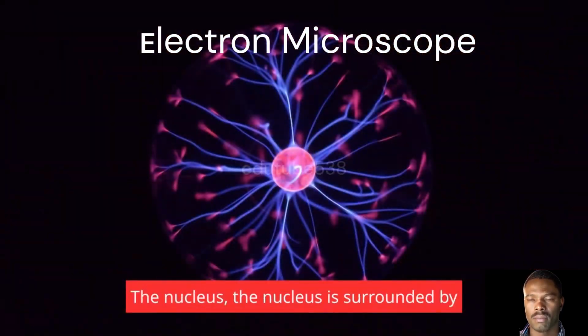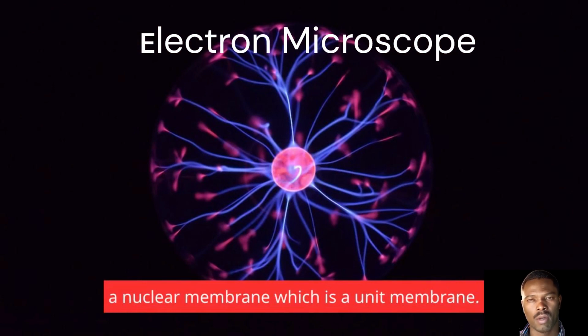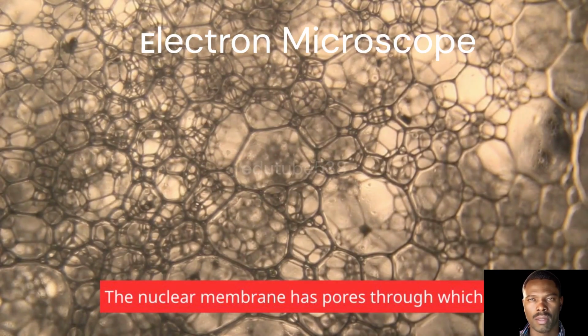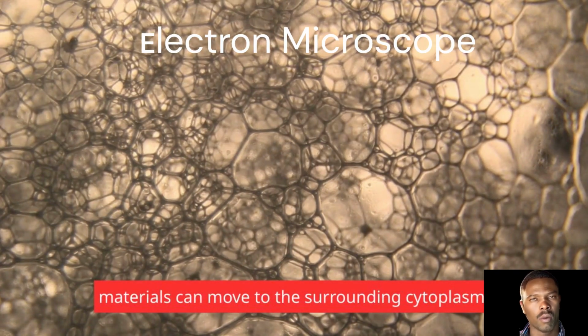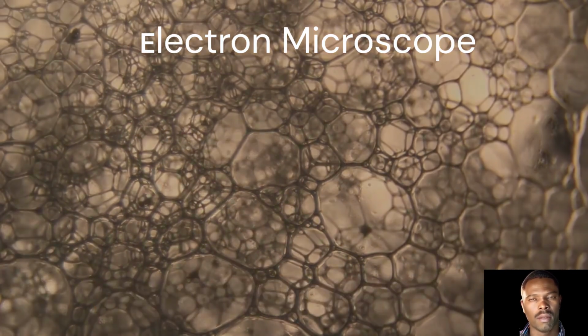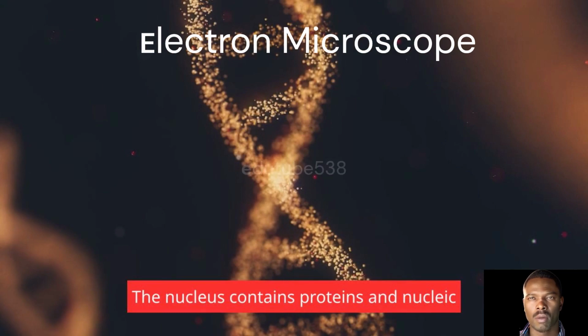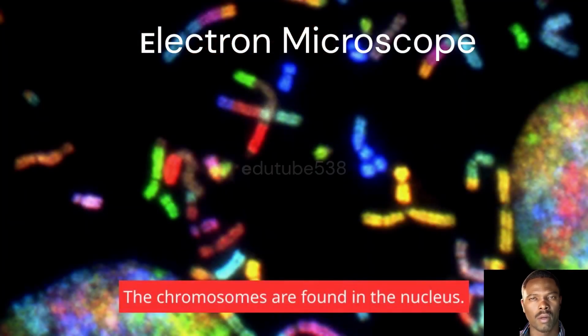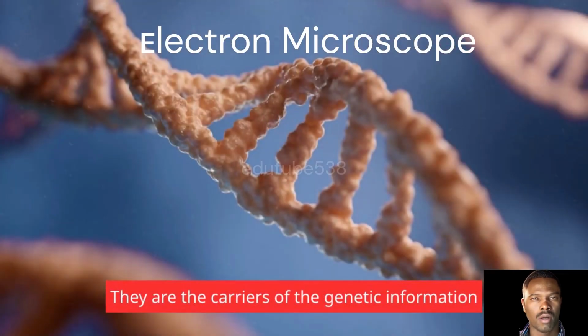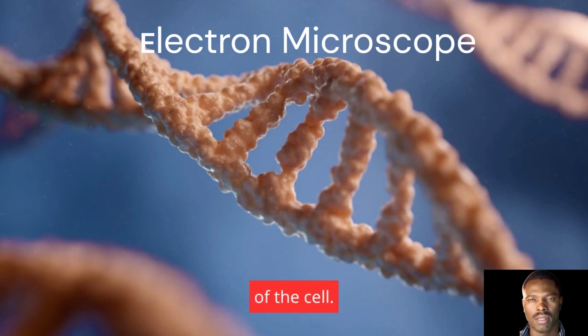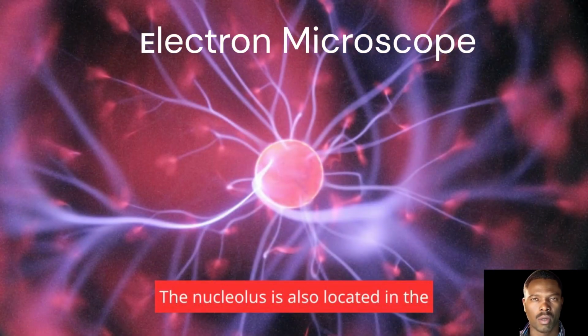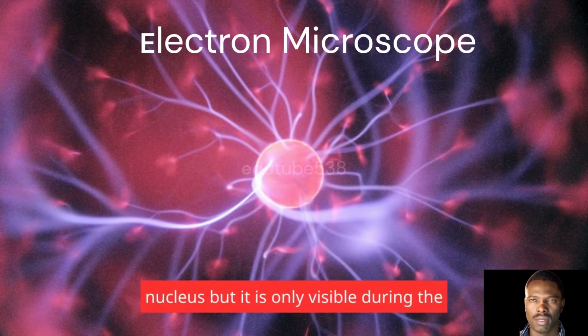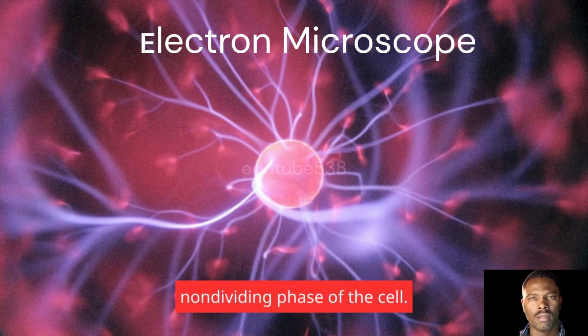The nucleus. The nucleus is surrounded by a nuclear membrane, which is a unit membrane. The nuclear membrane has pores through which materials can move to the surrounding cytoplasm. The nucleus contains proteins and nucleic acids, deoxyribonucleic acid, DNA, and RNA. The chromosomes are found in the nucleus. They are the carriers of the genetic information of the cell. The nucleolus is also located in the nucleus, but it is only visible during the non-dividing phase of the cell.